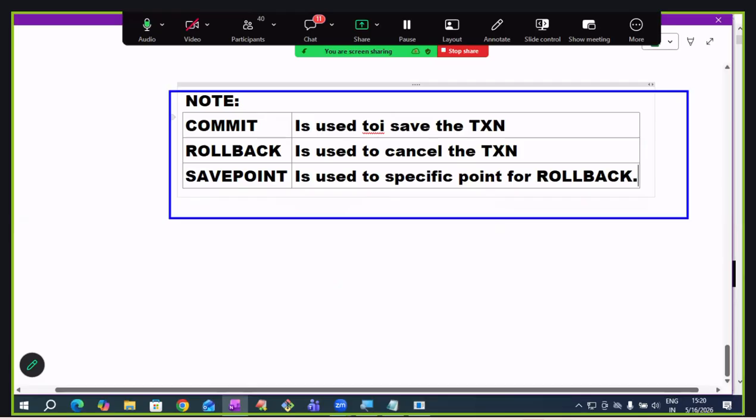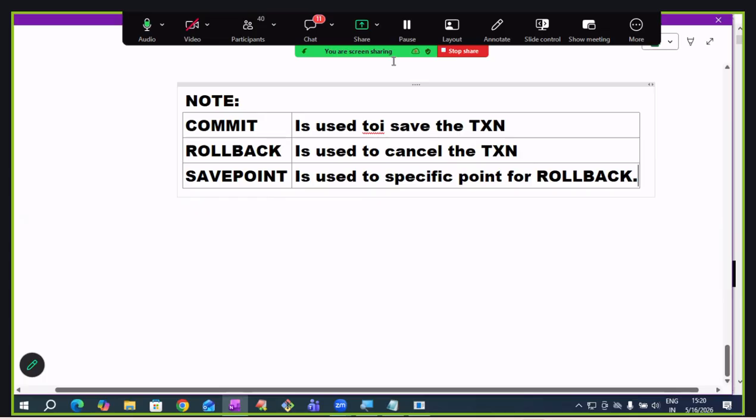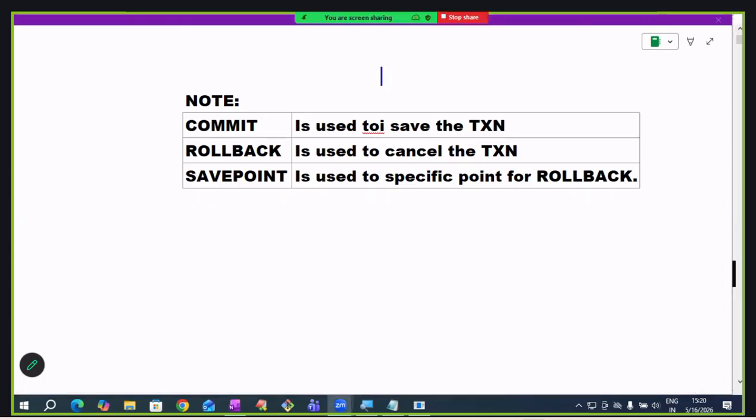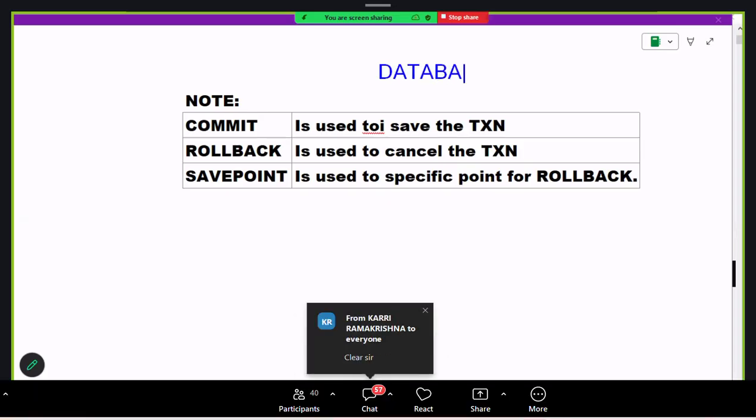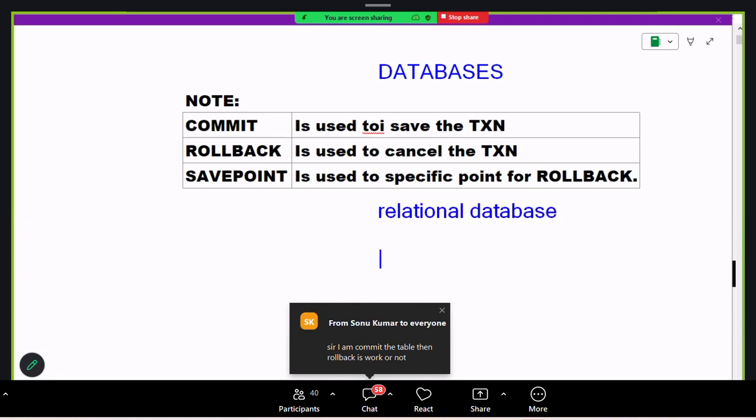TCL commands are over. Is it clear up to here, sir? Okay, we should know this one. Remember, most of the students don't know the importance of databases. Most of the students have a lack of knowledge in this. But as a developer, you must know one relational database. You must know one NoSQL database.